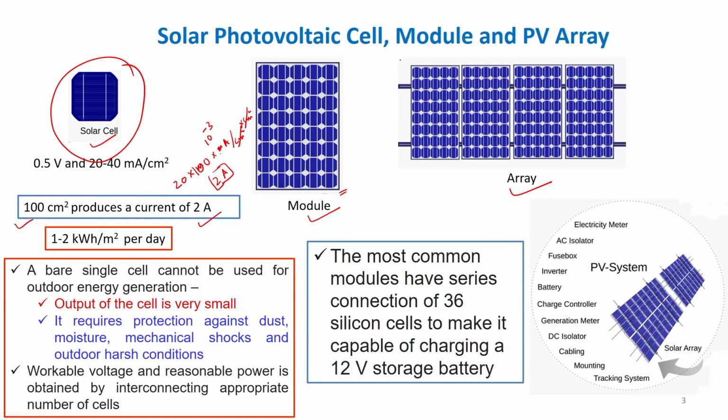In most cases, the minimum number of cells considered in a module is about 36. As I said before, a single cell can deliver an output voltage of 0.5. So, 0.5 multiplied by 36 cells will be about 18 volt. The modules are designed in such a way that a single module is capable of charging one 12 volt battery. So, that is the logic behind it.